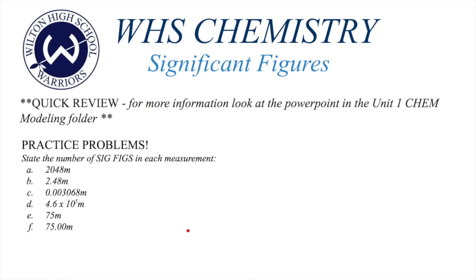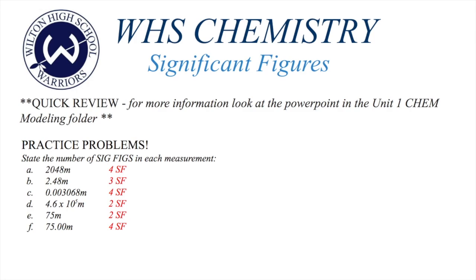Now let's try some practice problems. State the number of sig figs in each measurement. Pause the video here, try it on your own, and then play it again for the answers. Okay, so here are the answers. For A, there are 4 significant figures because all non-zero numbers are significant figures, so that would make 2, 4, and 8 sig figs, and then a sandwich zero is also a sig fig, so that gets us 4.